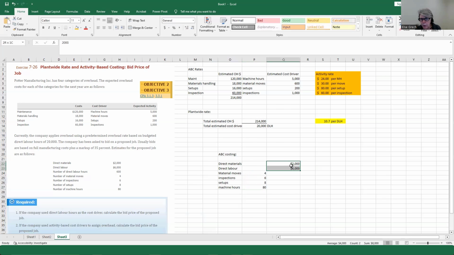I'm just going to move this over a little bit because I want to have room. I'm going to move it over by 1. Okay. I'm going to use each application rate. Material moves. Be careful. Don't go from the top.